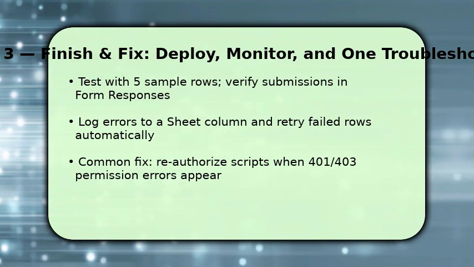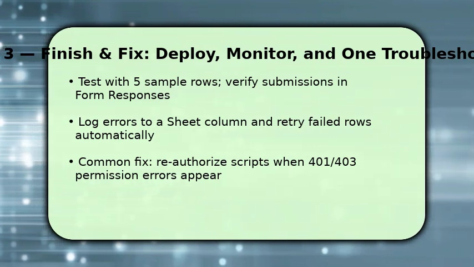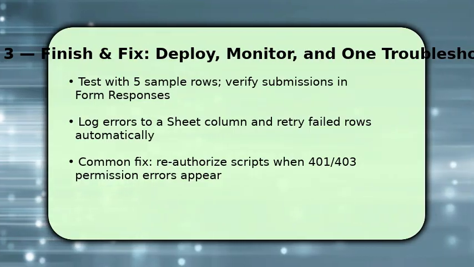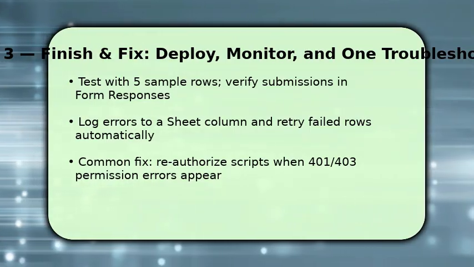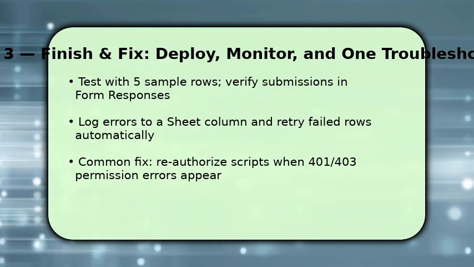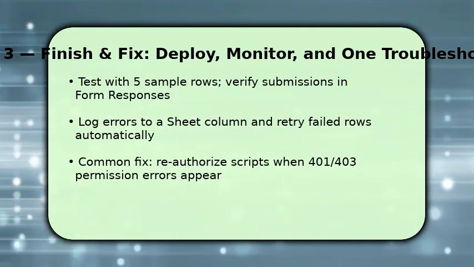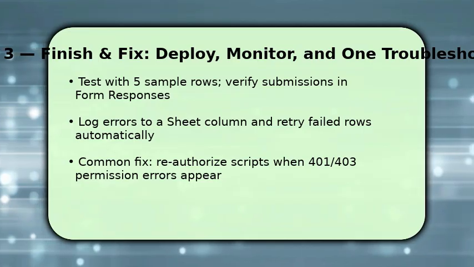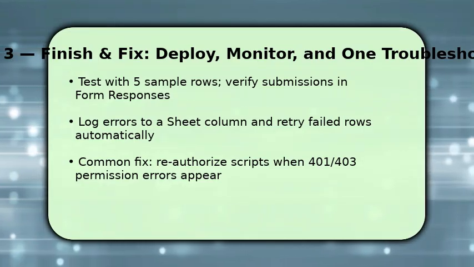Once validated, scale up but keep an execution log column to capture errors and retry logic for failed rows. If something breaks, reauthorize Apps Script or reinstall the add-on. Permission errors are the most common issue. Finally, make sure date, time, and choice formats match the form's expected format to avoid issues.